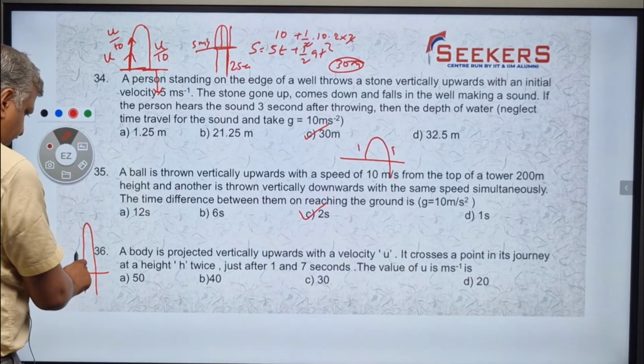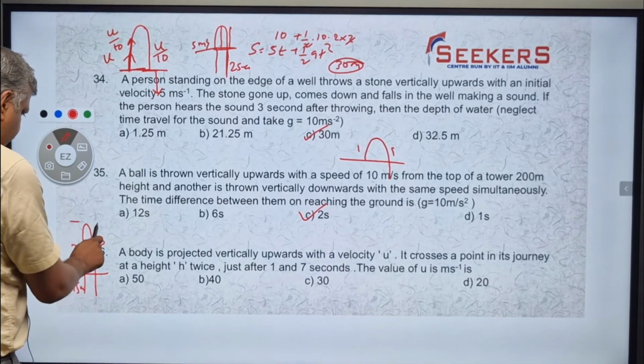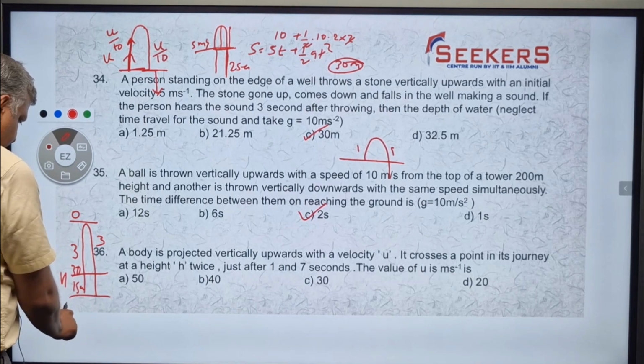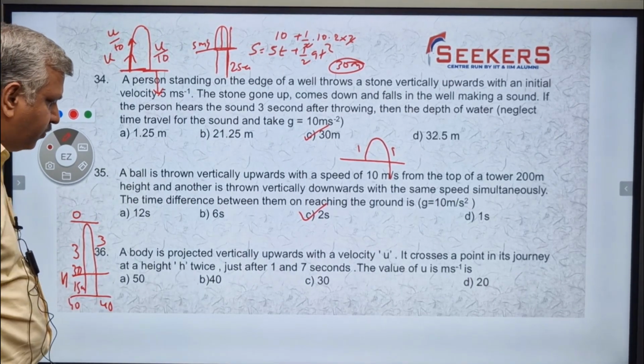That means this distance is 6. That means this is 3, this is 3. That means here the velocity is 30, here the velocity is 0. That means here the velocity would have been 40 and 40. So the question is, the value of u is how much?